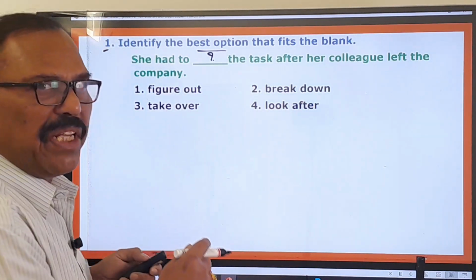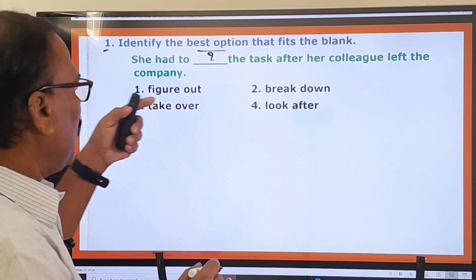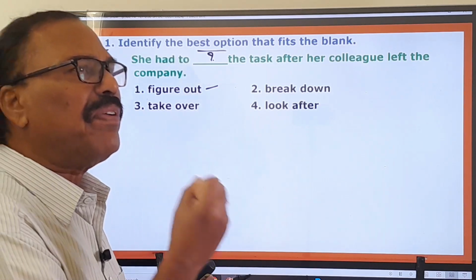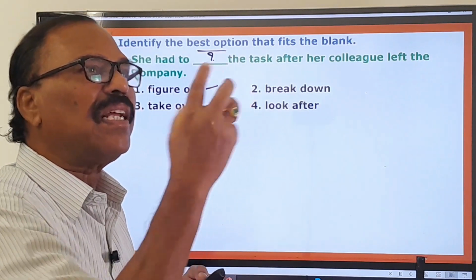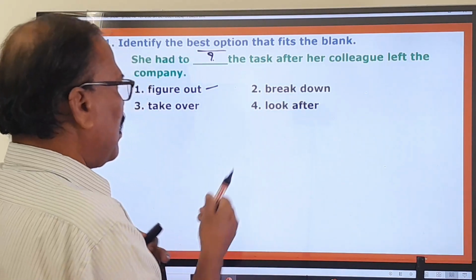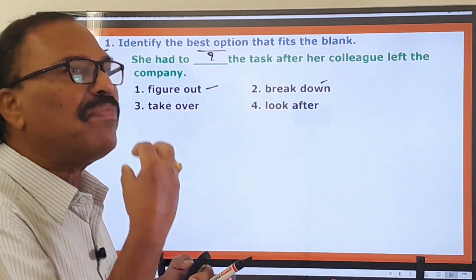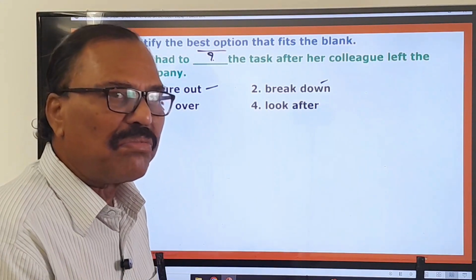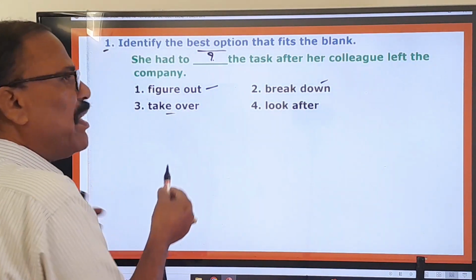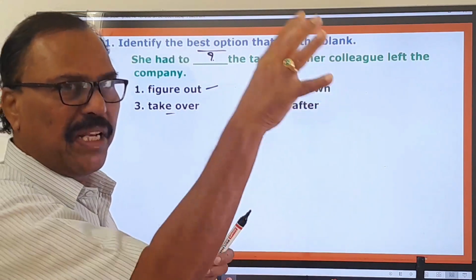First of all, you see the meanings of these phrases and afterwards you can choose the relevant answer in the blank. Figure out means to understand or to know. See, I cannot figure out what the teacher is telling us. I cannot figure out means I cannot understand. Breakdown means collapse or fall down. So, in the middle of the speech, she broke down. She collapsed, she fell down. And take over means take up the remaining task. Whatever is remaining there, you take up.